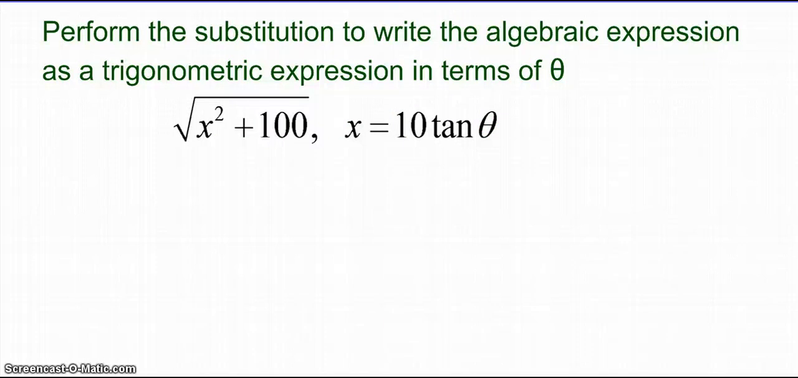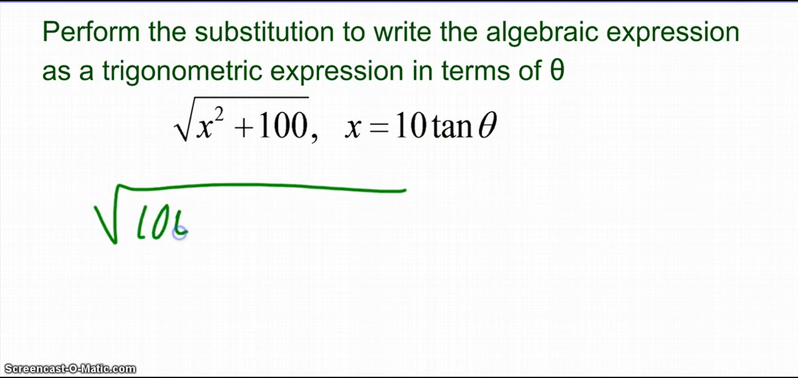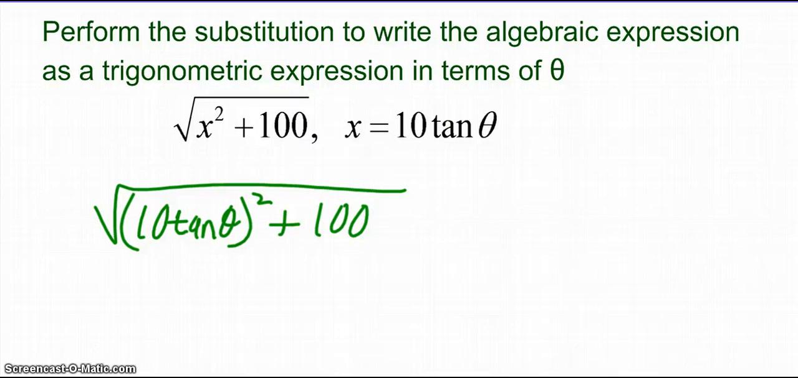So this is a different type of problem, but we still use the identity. So perform the substitution to write the algebraic expression as a trigonometric expression in terms of theta. So do a substitution. So first, we're just going to substitute in for x. So the square root of (10 tan theta) squared plus 100. Pause the video here and try to simplify it the rest of the way. Unpause it when you're ready to check your work.